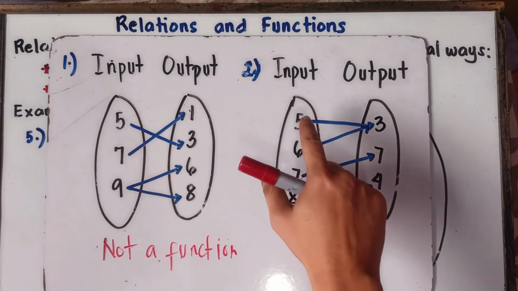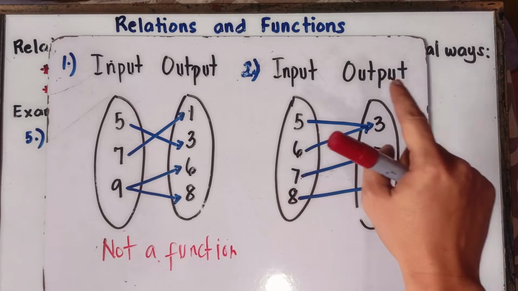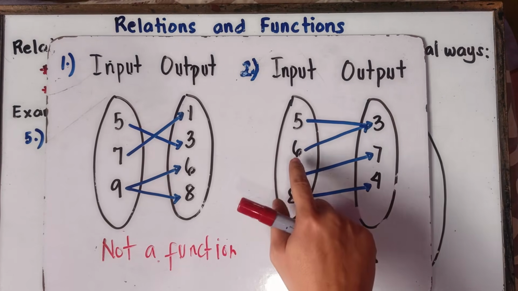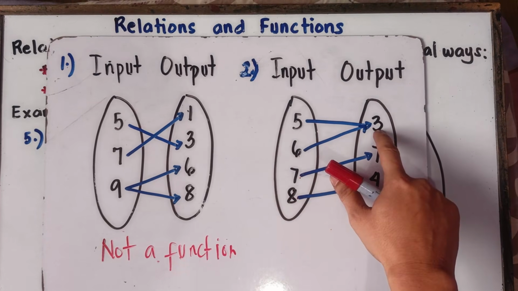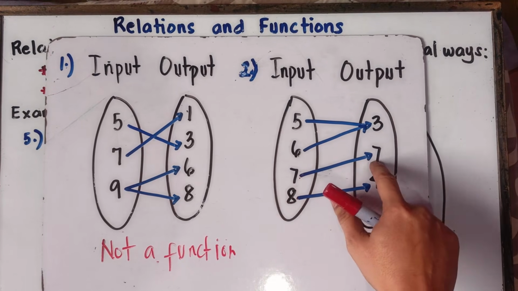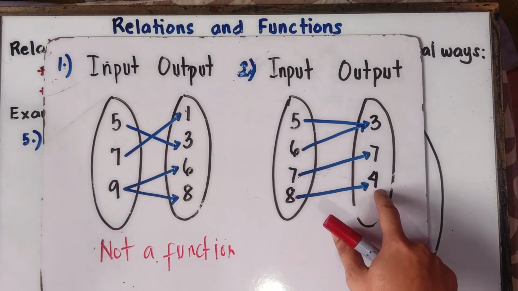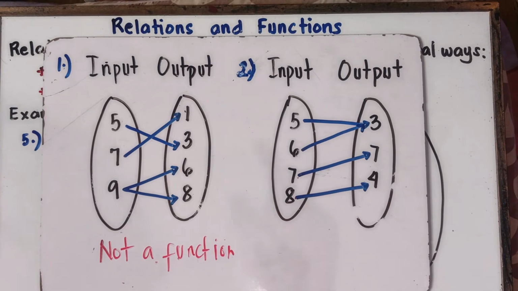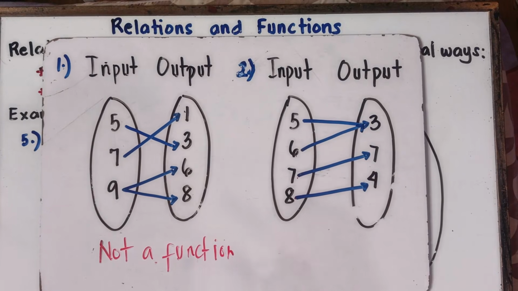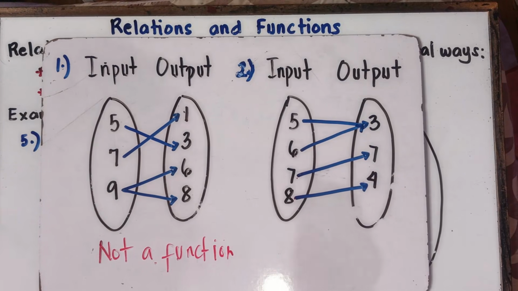Once again, class, this input has exactly one arrow pointing to this output. Input, only one arrow pointing to this output. Once again, class, this input has exactly one arrow pointing to an output. Therefore, this will be a function.